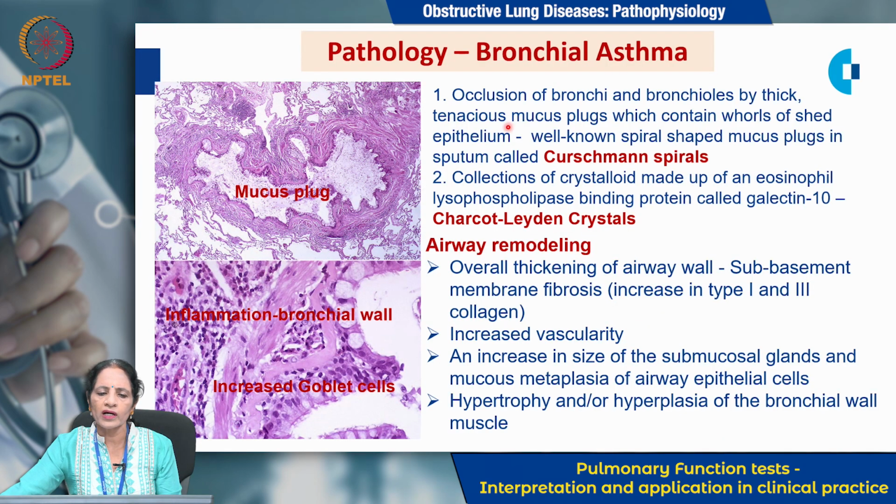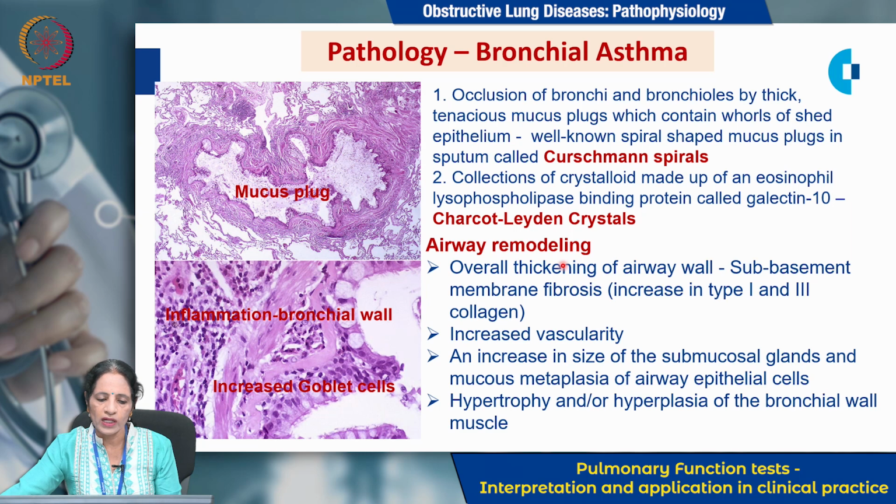So, pathology of bronchial asthma, the first point to remember is occlusion of bronchi and bronchioles by thick tenacious mucus plugs. These mucus plugs contain whorls of shed epithelium, and the well-known spiral shaped mucus plug in the sputum when we do a sputum examination is called Kirschmann spirals. Collections of crystalloid made up of an eosinophil lysophospholipase binding protein called galectin-10 produce what are called Charcot-Leyden crystals, which are also seen in the sputum. So, two important things to be seen in sputum examination: Kirschmann spiral and the Charcot-Leyden crystal.